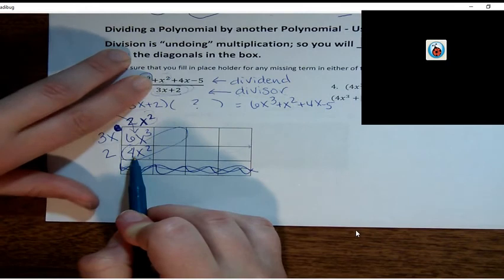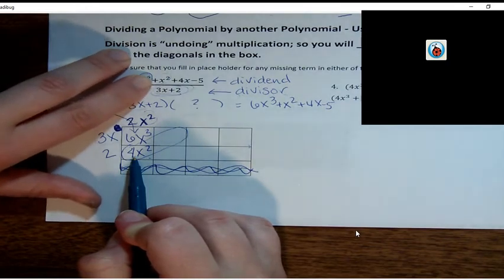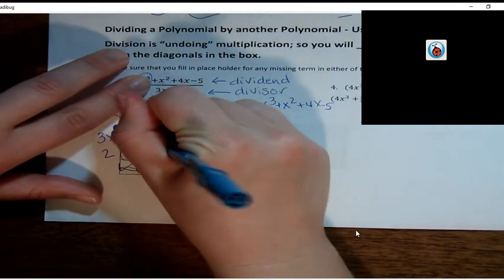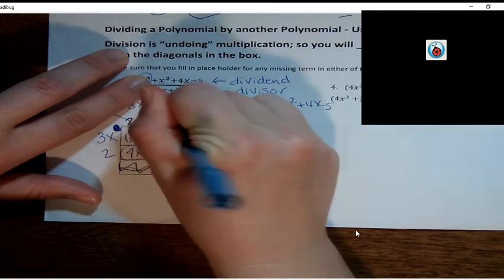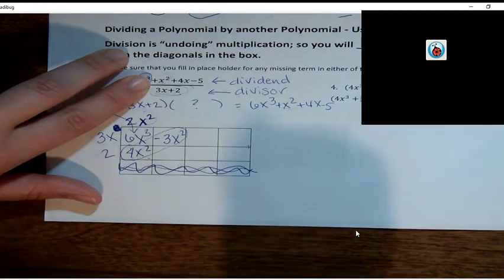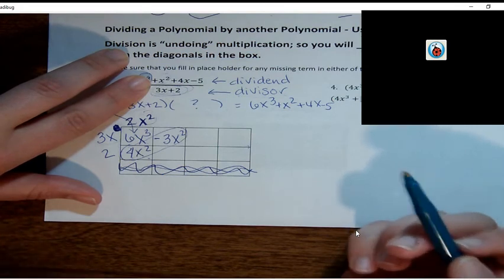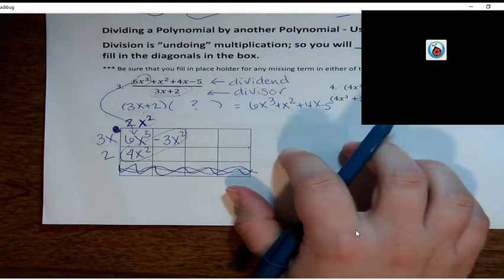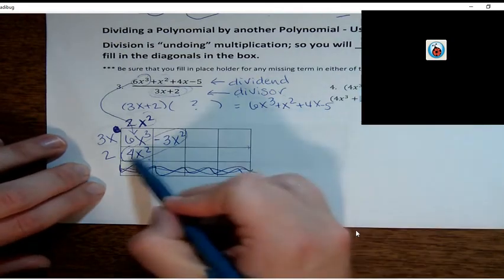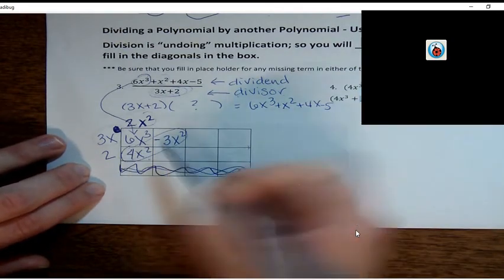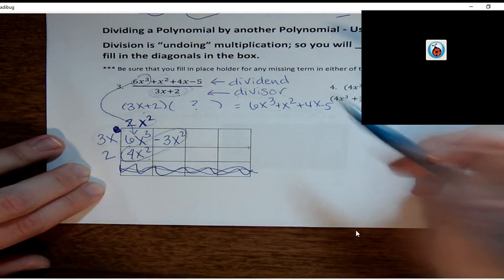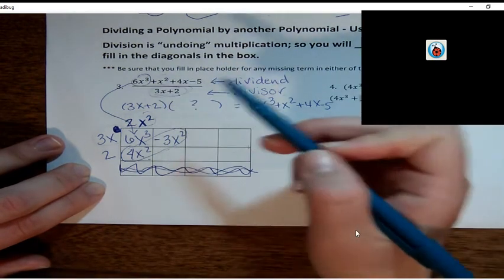In order to only have one positive x squared, I have to subtract 3x squared. Okay, so that's going to be on my diagonal right there. So when I combine these two, now I do get my x squared that I had right there.